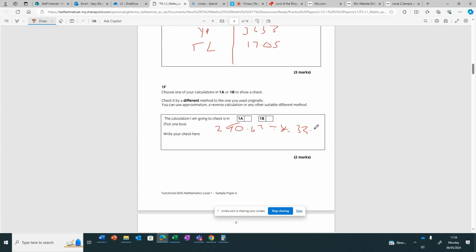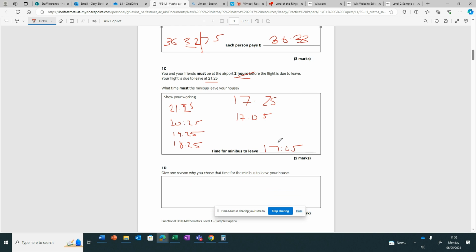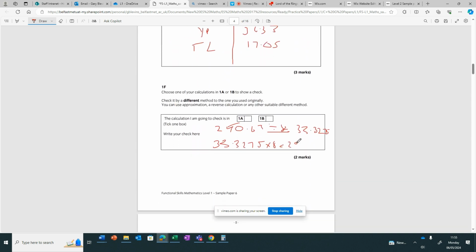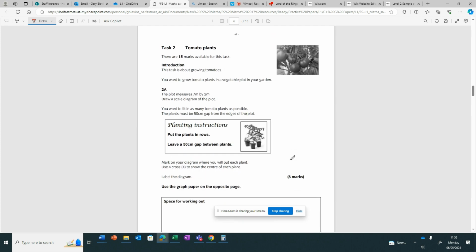33.3275 originally. So the check adds right. I'm going to take the answer, 33.3275. And instead of dividing by it, I'm going to do the opposite. I'm going to multiply by it. And I should get back to where I started from. What was it? £290 and 62 pence. There you go. That was worth 2 marks for quite an easy question.